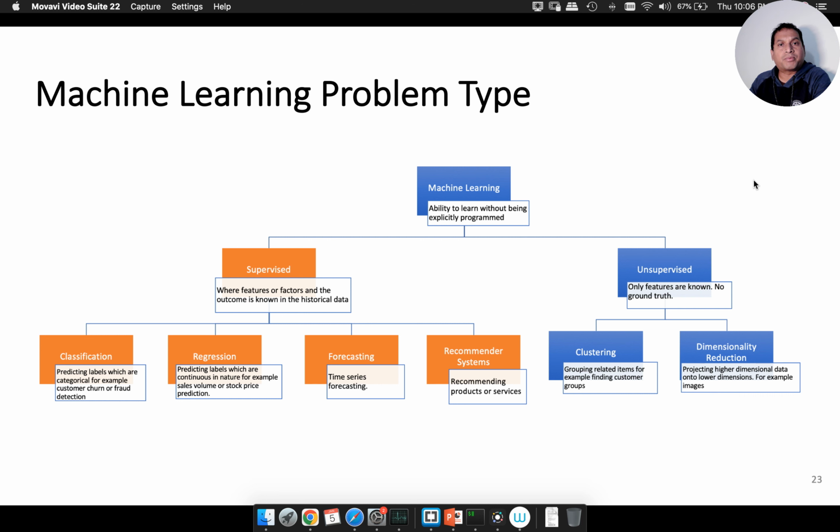Most of the problems enterprises are solving today can be categorized into one of these categories as shown in the slide. It can be a classification problem, a regression, forecasting, recommender systems, or clustering. There are other kinds of problems, but the majority of them can fit into one of these categories.